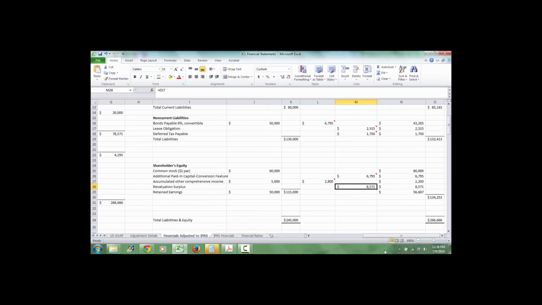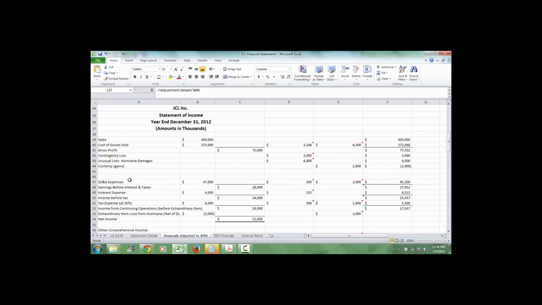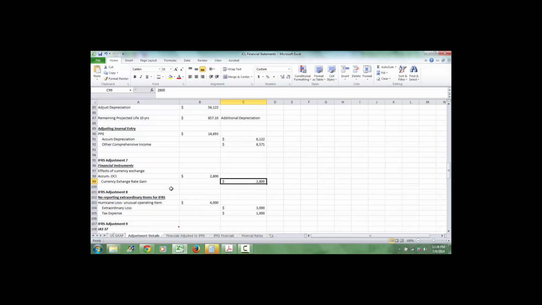So I'm going to go to the financial statements, and this is where we remove it from accumulated other comprehensive income. And I'm going to go down to the income statement, and I'm going to show you we have currency gains, $2,800, $2.8 million.